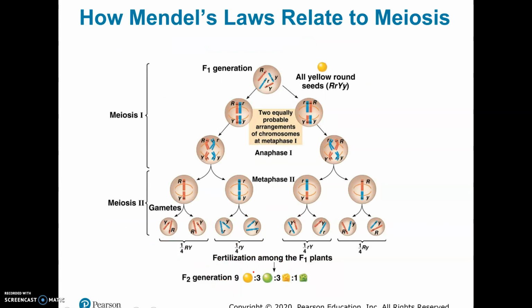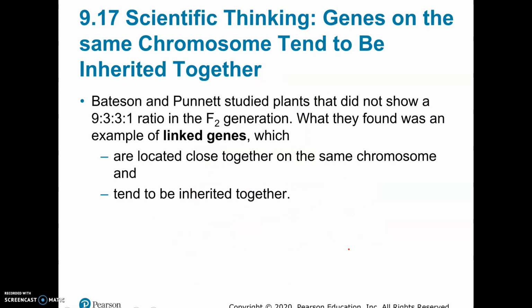And this is showing the same thing. Again, Mendel's laws and how when the chromosomes lined up, it could be the big R and the big Y, or it could be the little r with the big Y, or the big R with the little y, that there were all these variations in how the chromosomes could line up. That was independent assortment.